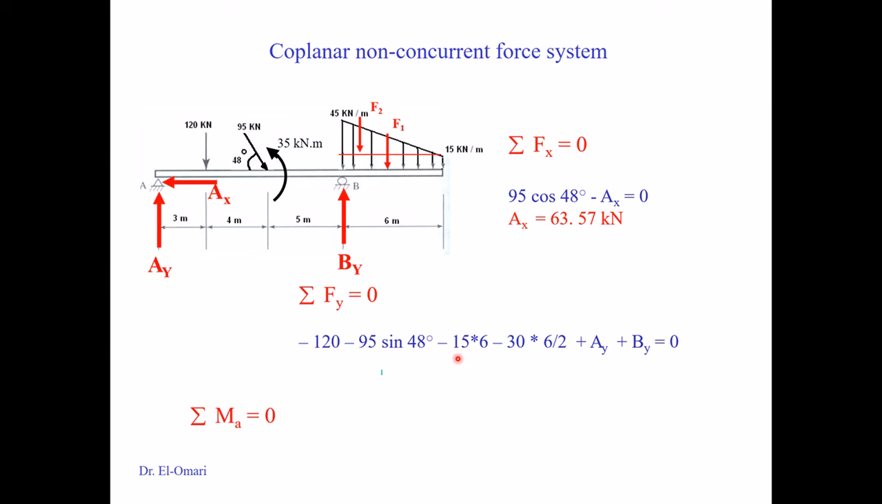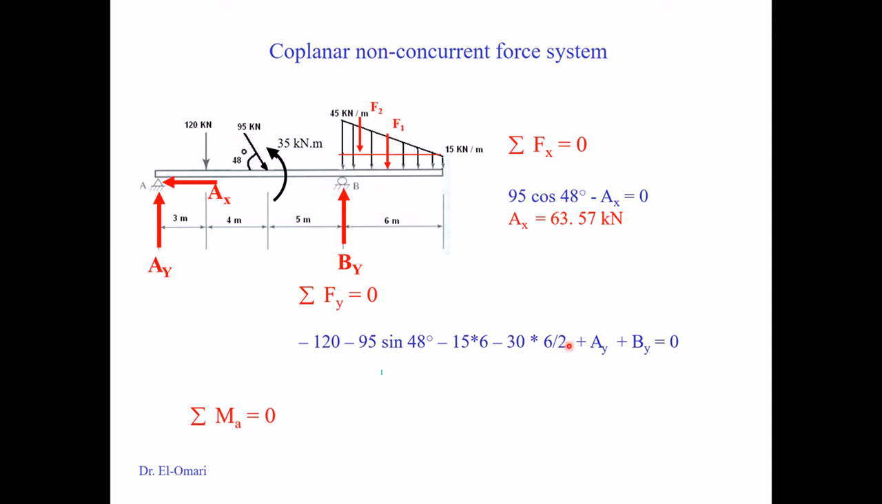And then taking this F1, it is simply finding the resultant of that distributed load, or finding the area of that distributed load. So it's height 15 times base 6. That's the resultant. Acting downwards, so it's negative. And then also finding the resultant of that triangle is the area of that triangle.